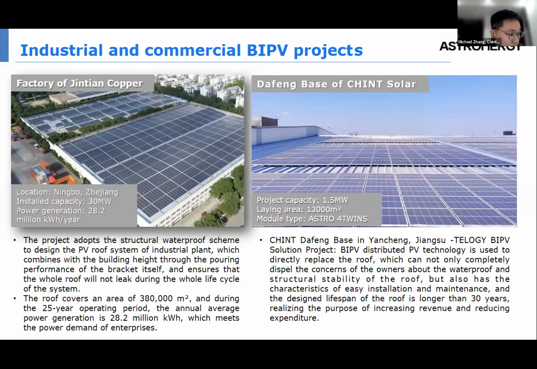The BIPV distributed generation technology is used to directly replace the roof, which can not only completely dispel the concern of the owners about waterproofing and structural stability of the roof, but also has the characteristics of easy installation and maintenance. And the design lifespan of the rooftop is longer than 30 years, realizing the purpose of increasing revenue and reducing expenditure.